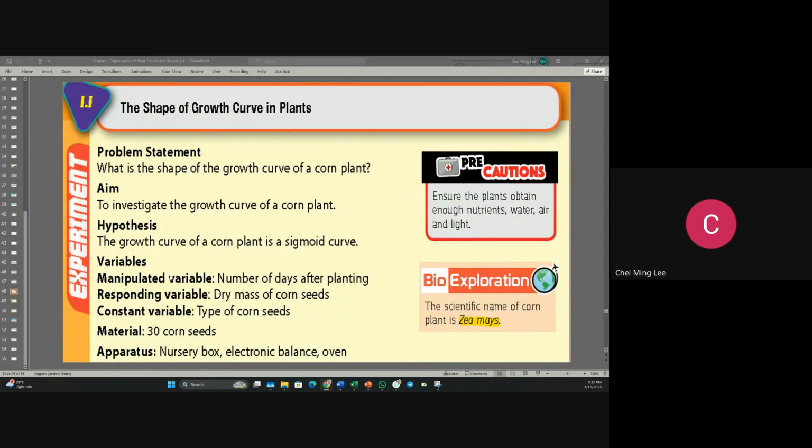The manipulated variable is the number of days after planting. The responding variable is the dry mass of the corn seed. The constant variables are the type of corn seed. Materials: 30 corn seeds. Apparatus: nursery box, electronic balance, and oven. The nursery box is a box with lots of compartments, or sometimes just one box. Then we plant them in the box.